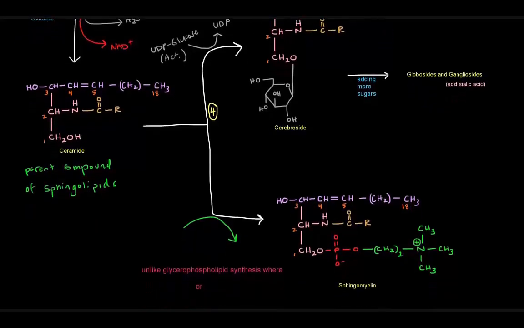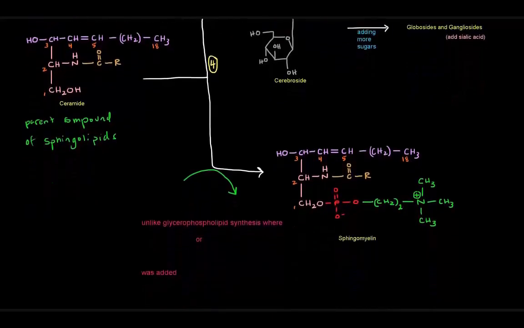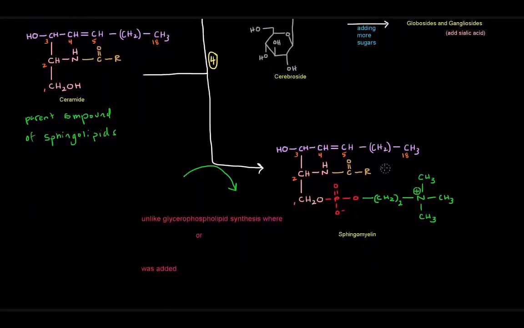Now, if we wanted to make a sphingomyelin, we'd have to add a phosphoalcohol portion. Where is that phosphoalcohol portion going to actually come from? Here, the way I've drawn it, I've drawn phosphocholine. So this is choline over here. That's part of this sphingomyelin. And so where does that actually come from?